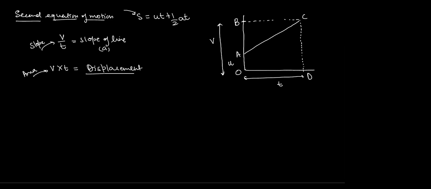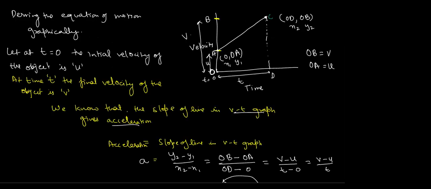So we know that, if the teacher asks you to derive directly the second equation of motion, first you need to write this statement: let at t equals 0, the initial velocity of the object is u, and at time t equals t, the final velocity of the object is v, and then we should go through.